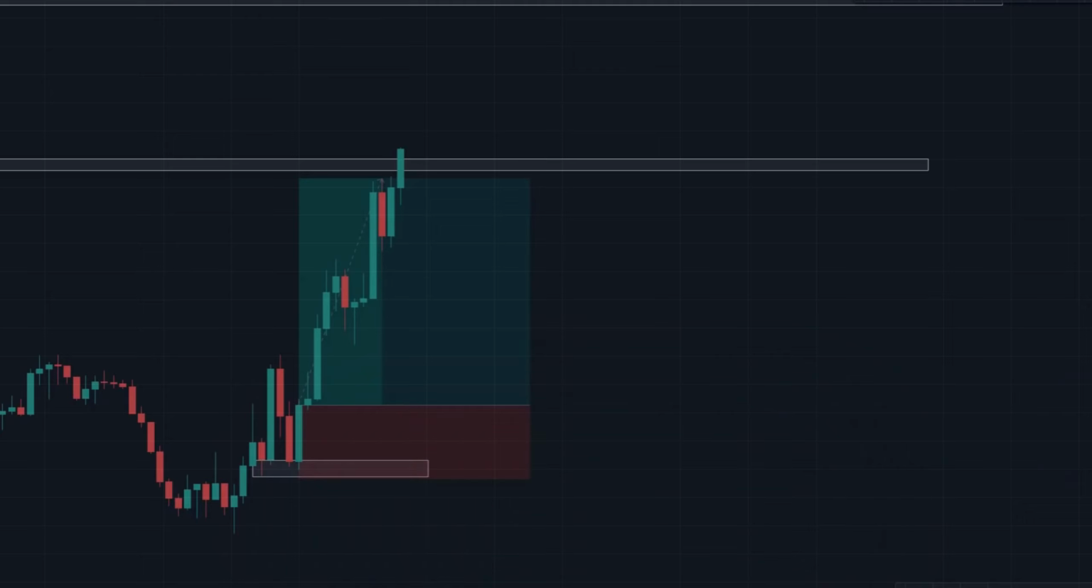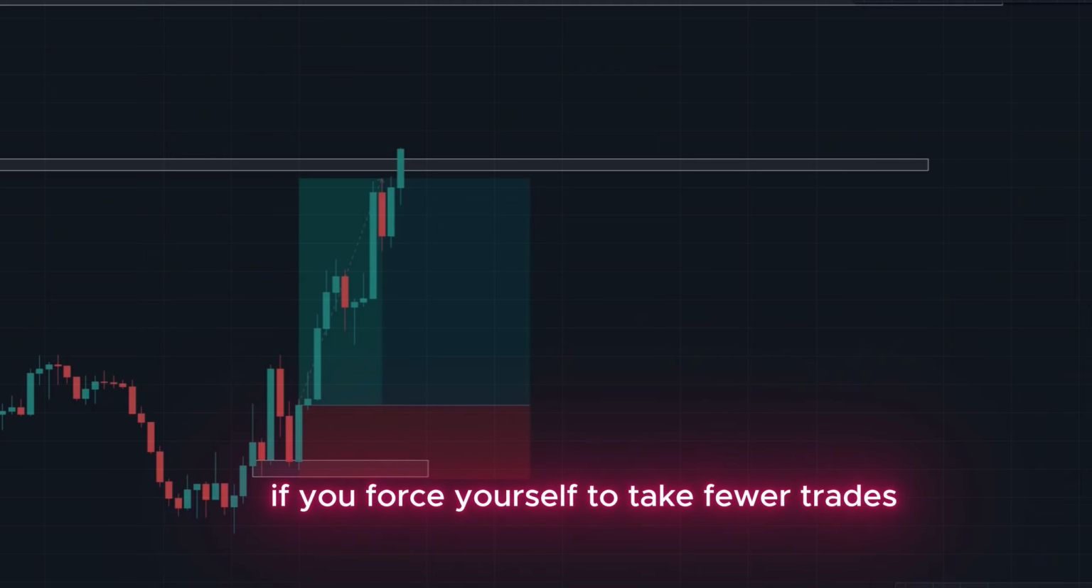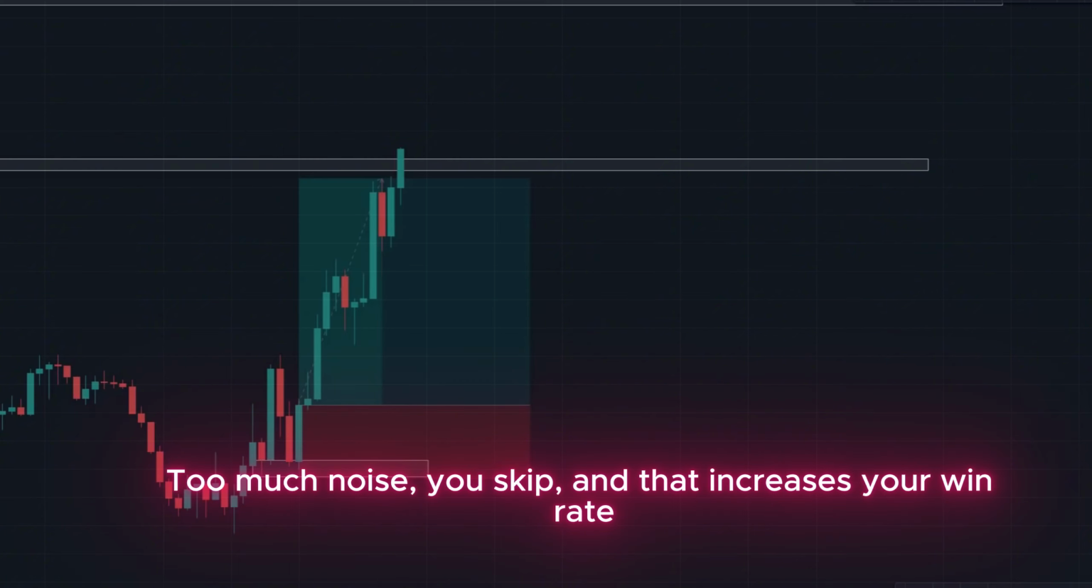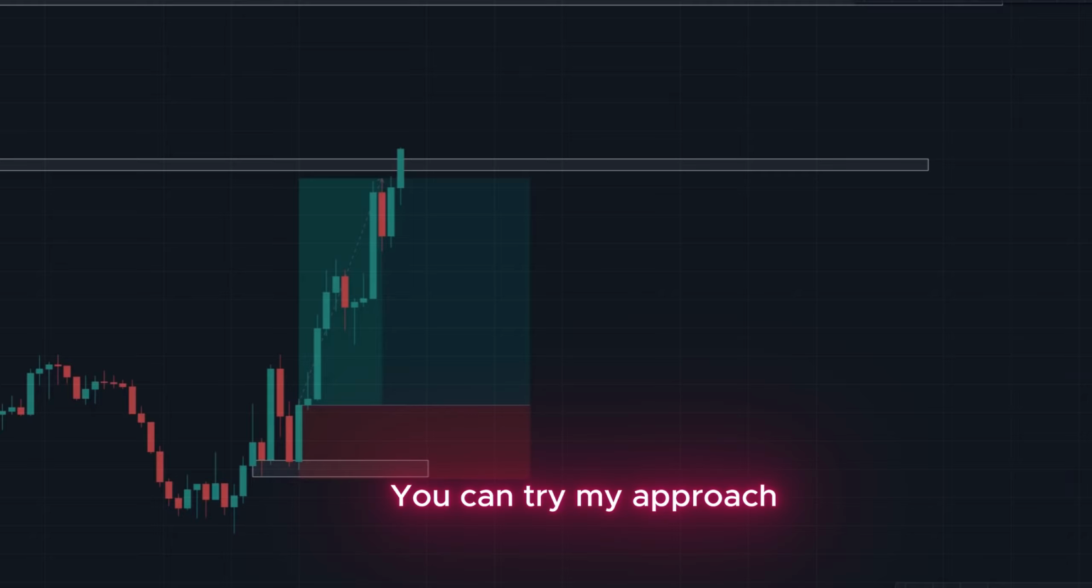But from this, you can see, if you force yourself to take fewer trades, you'll naturally filter for better trades. Too much noise, you skip, and that increases your win rate. You can try my approach and see if it improves your win rate.